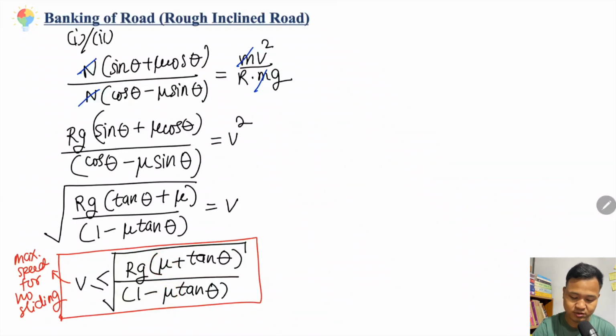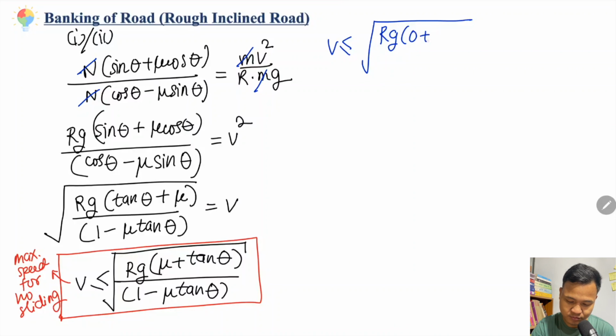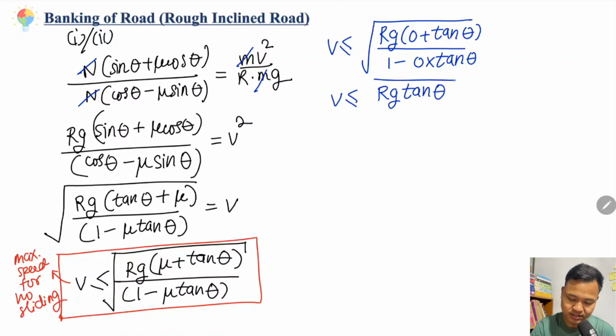So if you put mu equals to 0 here, what will you get? v is less than or equal to root over rz into (0 plus tan theta) divided by (1 minus 0 into tan theta). So how much will you have? v is less than root of rz into tan theta, divided by 1. So you get the same answer again.